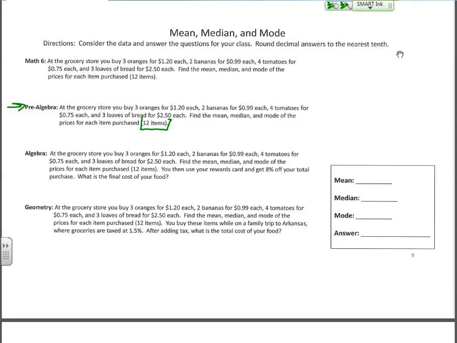And just as a reminder here, so you don't miss one, there are 12 items. So list all 12 prices and find the mean, the median, and the mode of those 12. You don't need to fill anything out here. That's more for algebra and geometry.